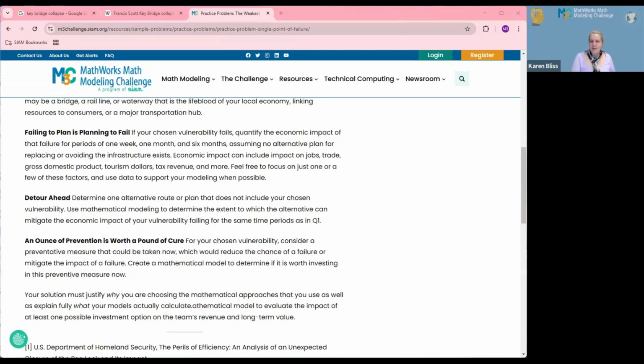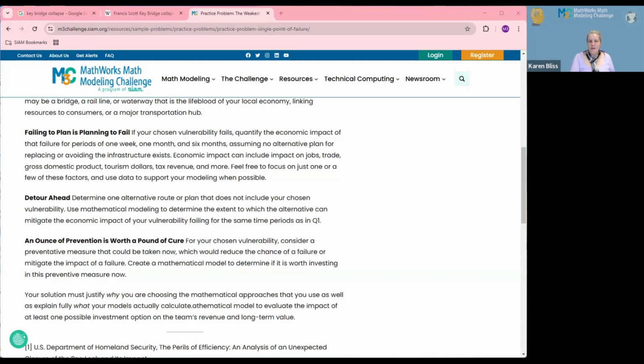Okay, I'm going to move on to question 3. And so for question 3, I'm going to read it. For your chosen vulnerability, consider a preventative measure that could be taken now, which would reduce the chance of a failure or mitigate the impact of a failure. Create a mathematical model to determine if it is worth investing in this preventative measure. Okay, so what do you think?